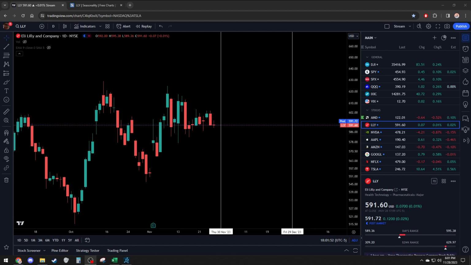So let's get right into it. As I've explained, and some of you already know, I'm going to be entering Eli Lilly for the month of December. I do like the statistical or seasonal tendencies for Eli Lilly, and it tends to do well for the month of December. So let's get right into everything about this trade.